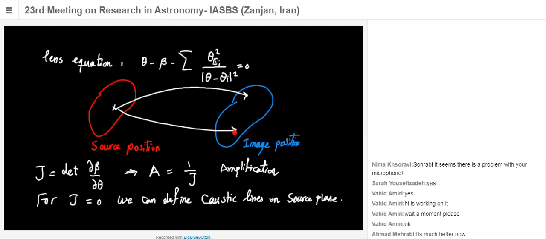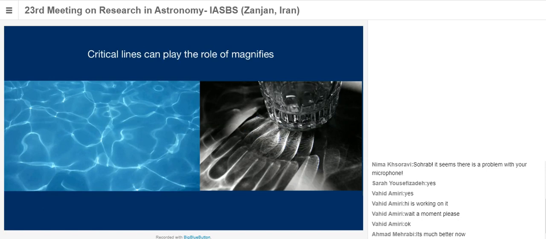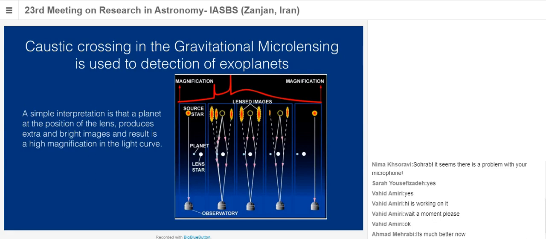As our images get more extended and larger, that gives us the amplification. If we find geometrical positions where the Jacobian is zero, then we have infinity in the magnification, a singularity in the magnification. That's called the caustic line in optics. This is a standard technique in optics. If we put a glass in front of the light, we see these caustic lines, along which the Jacobian of the transformation between the source and image plane is infinite. Or if you look at a pool, you will see these caustic lines. So this also happens for gravitational lensing.